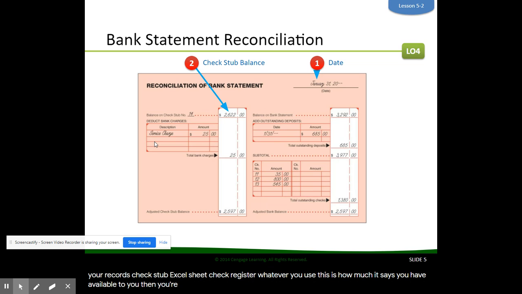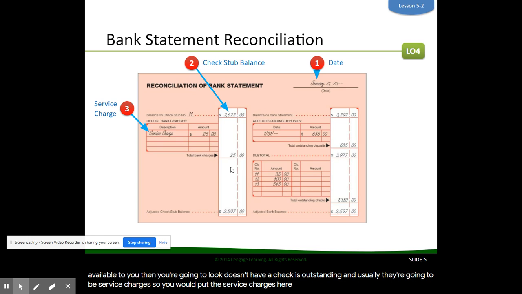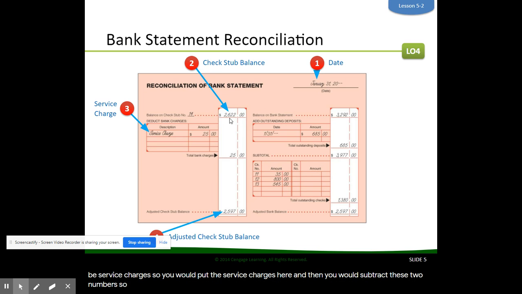Then you're going to look on your bank statement. Anything that doesn't have a check is outstanding, and usually they're going to be service charges. So you would put the service charges here, and then you would subtract these two numbers. So 2,622 minus 25 is going to give you $2,597.